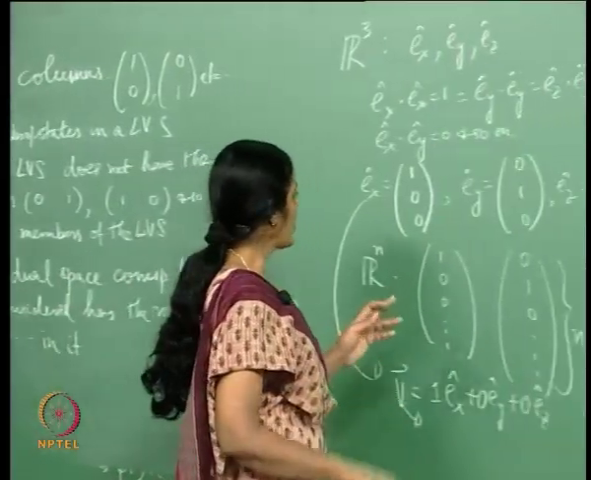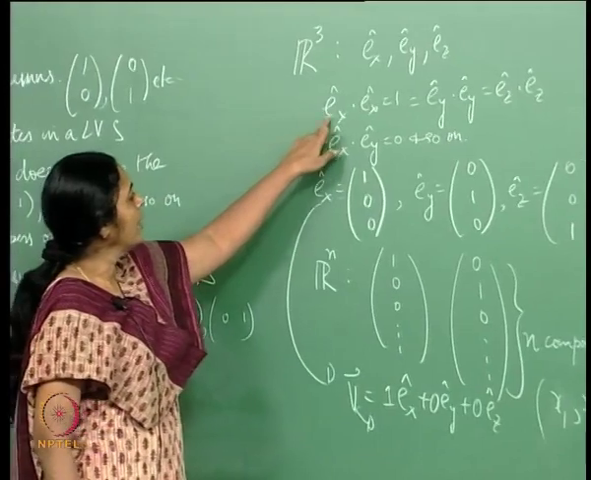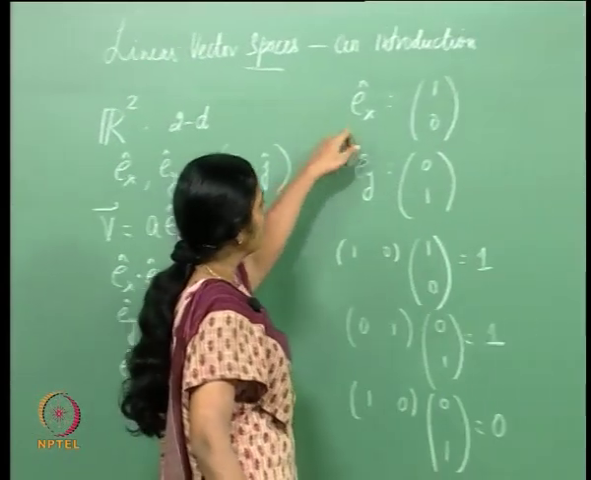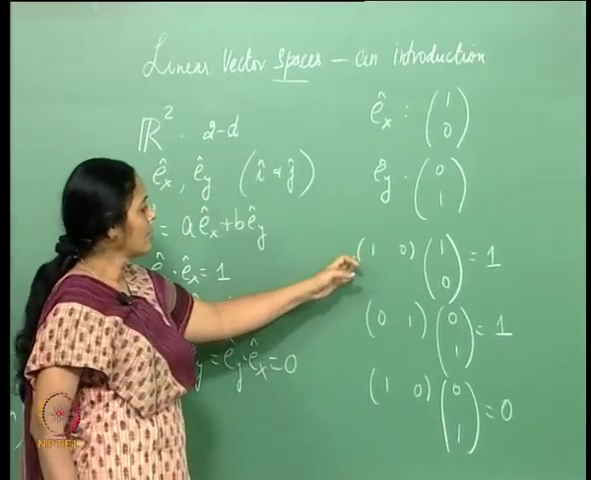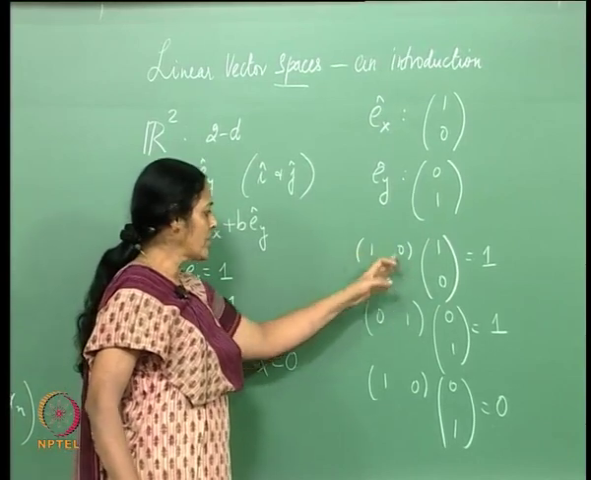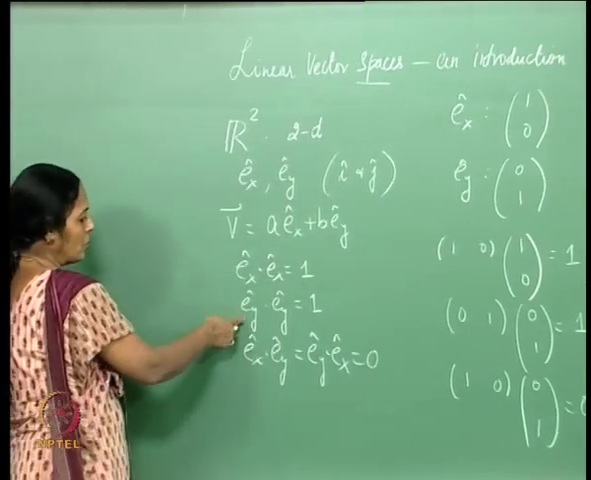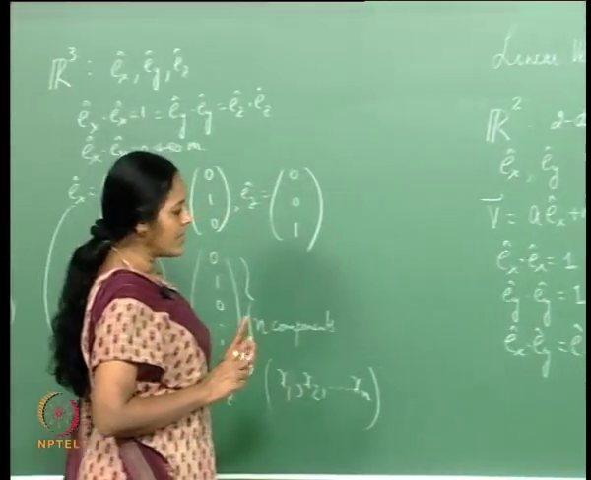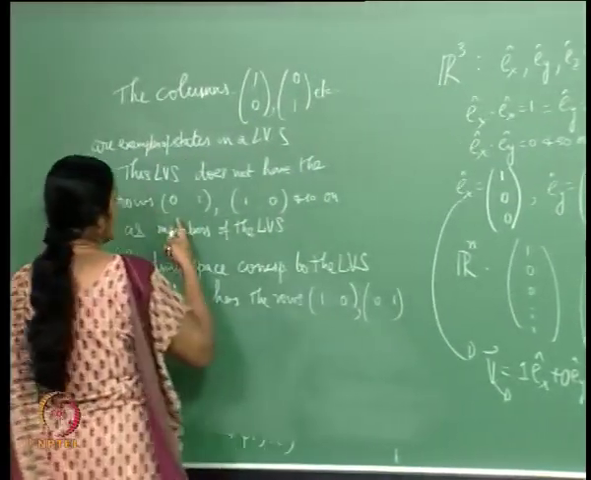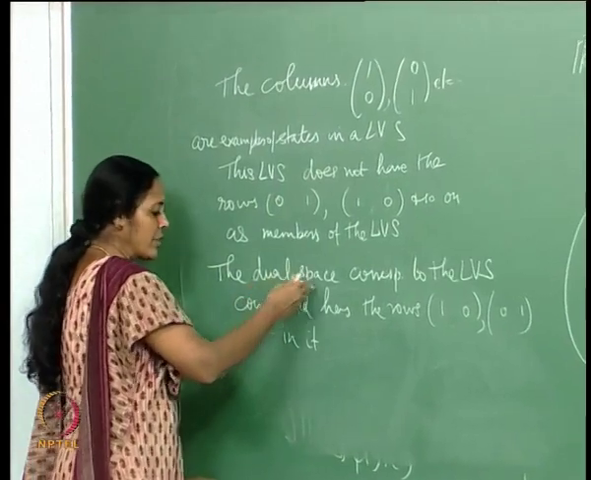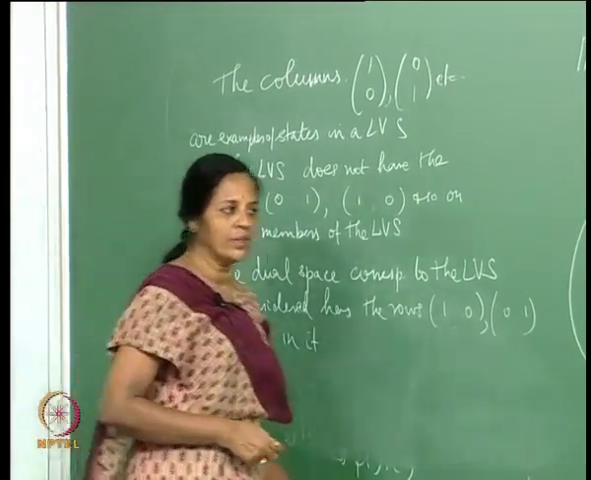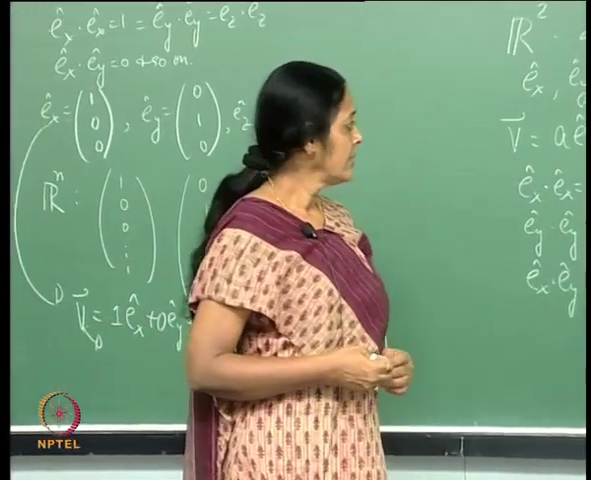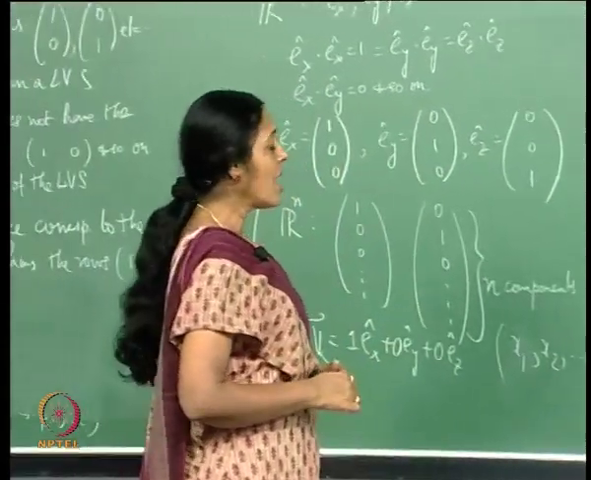Now, this aspect would not have come out if we had just stuck to ex, ey and ez. And in that sense, writing ex and ey in terms of columns and also introducing the row 1, 0, 0, 1 and so on, in order to put down these relations in the language of columns and rows, has helped us understand that for the linear vector space, there is a dual space. This is merely an example. Every linear vector space has a dual space corresponding to it, and the members are in general different.